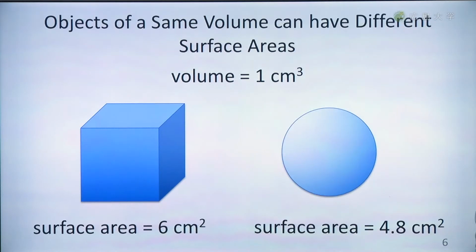Objects of the same volume can have different surface areas. Between a cube and a sphere, the sphere has less surface area. Thus, the round shape of a liquid is due to interfacial tension.